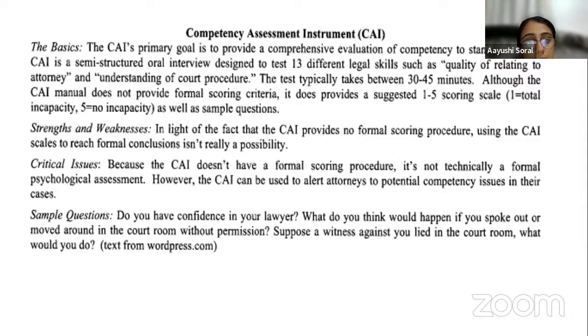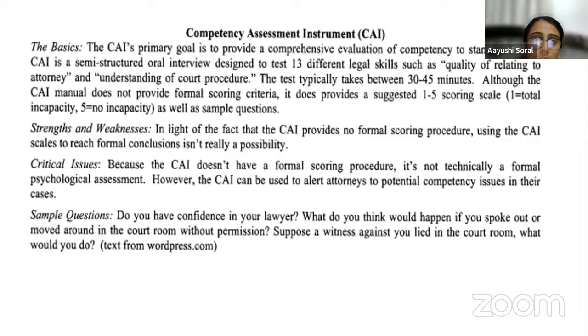Because the CAI does not have a formal scoring, it is not technically a formal psychological assessment. However, it can be used to alert attorneys to potential competency issues in their cases, because this is actually providing aid to the attorneys, not to the convictor's side. The sample questions are: do you have confidence in your lawyer? What do you think would happen if you spoke out or moved around in the courtroom without permission? Suppose a witness against you lied in the courtroom, what would you do? These are certain examples of the statements.